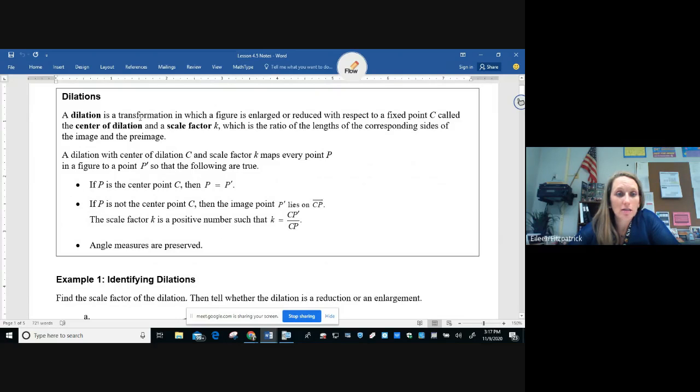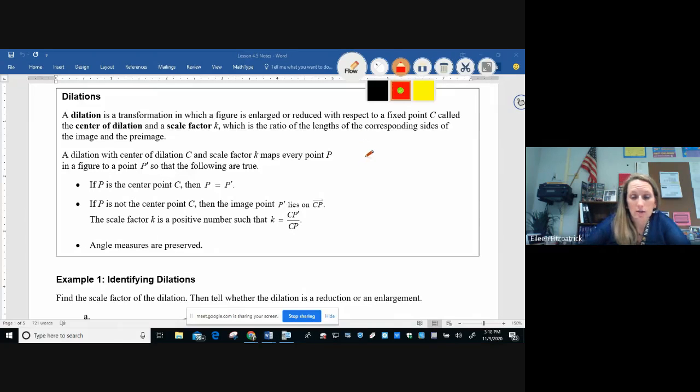So a dilation is a transformation in which a figure enlarges or reduces with respect to a fixed point C called the center of dilation and a scale factor K, which is the ratio of lengths of the corresponding sides of an image and pre-image. All right, so a few important things that I just read there that you might want to jot down or highlight, take note of.